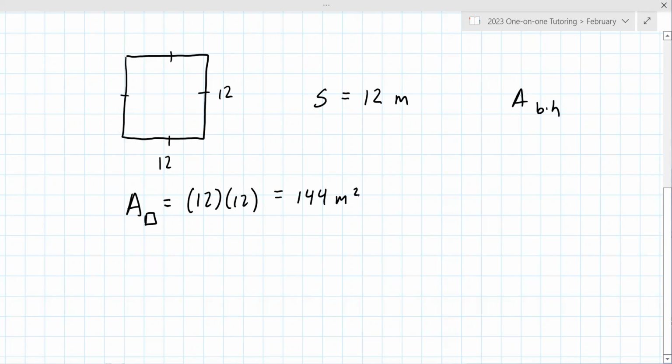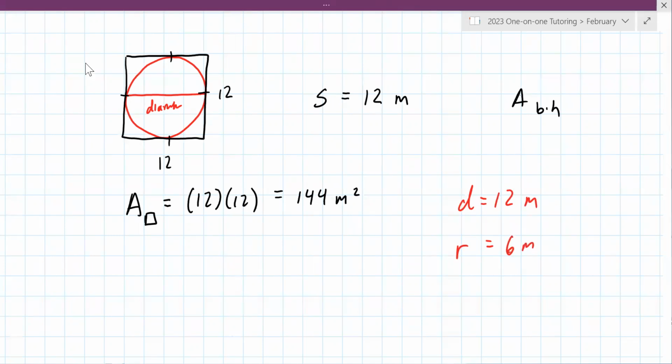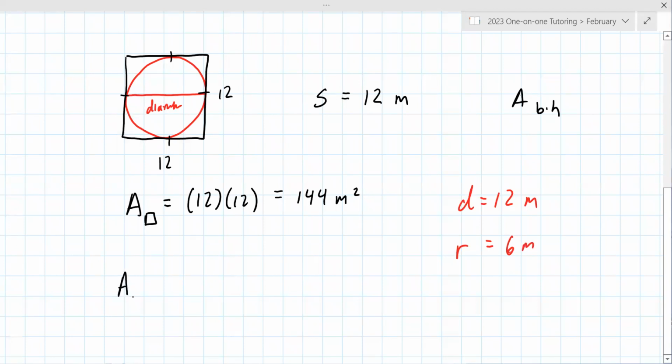Now, what's with a circle, I'll do that in a different color here. A circle touches the square on the sides, so its diameter is also 12, which makes its radius half of that, which is 6. So a couple formulas here. The area of a parallelogram, which is what a square is, is base times height. And the radius is half the diameter, or you can think of the diameter as 2 times the radius.